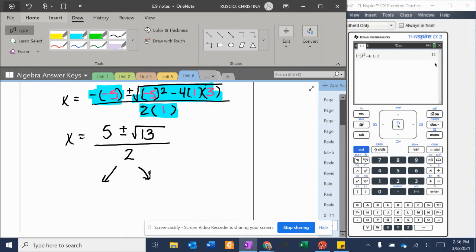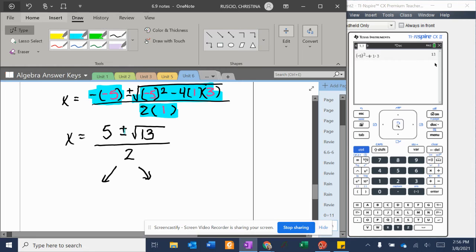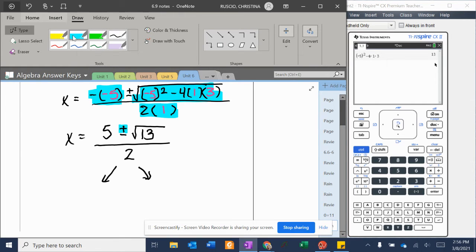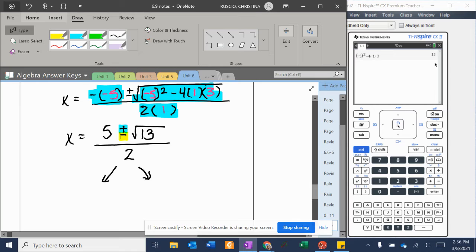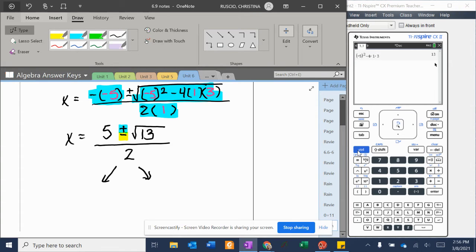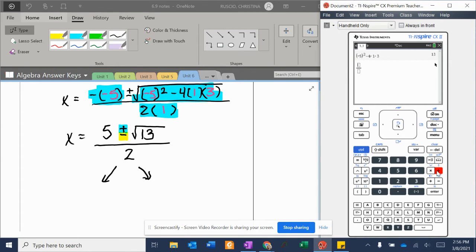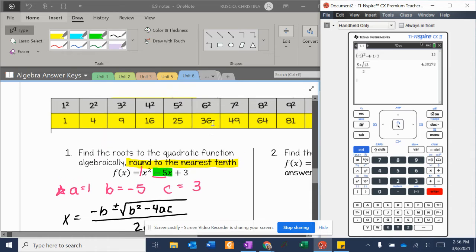Instead, I'm going to use my calculator, and I'm going to find my 2 answers. 5 plus the square root of 13 all over 2, and 5 minus. So pretty print fraction time, control divide. 5 plus the square root of 13 all divided by 2 and hit enter. And we're going to round to the nearest tenth. So the nearest tenth, right, that's what it said, yep.